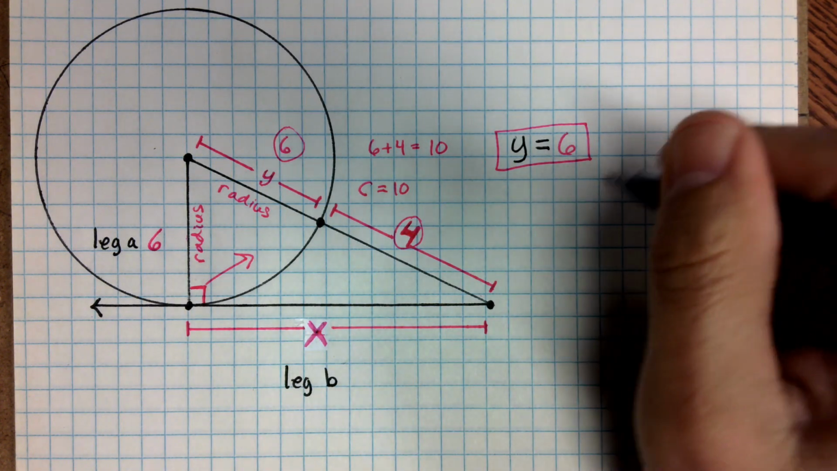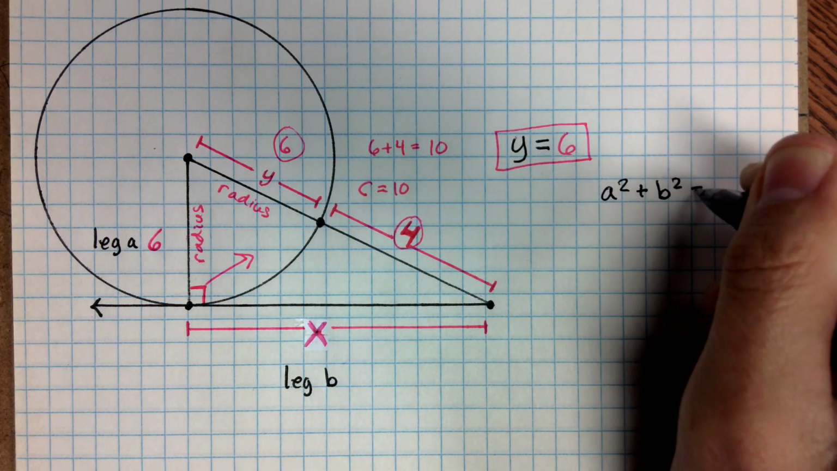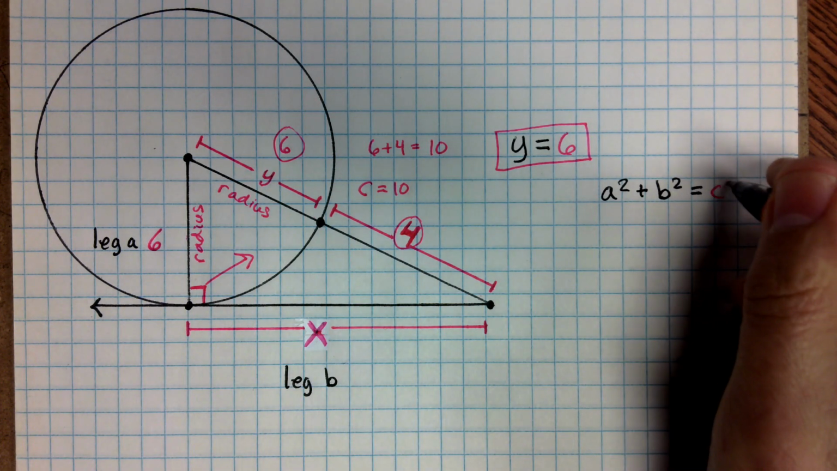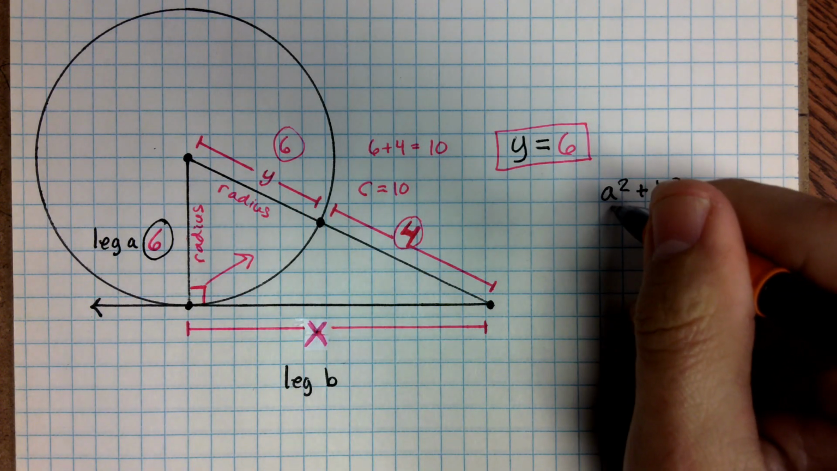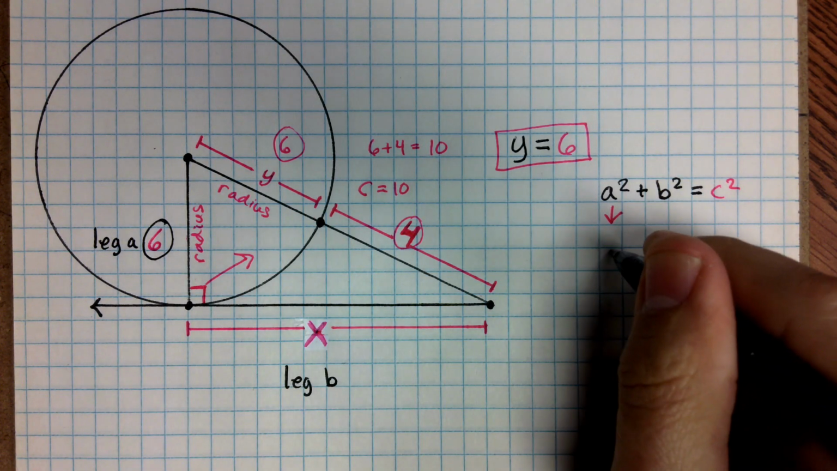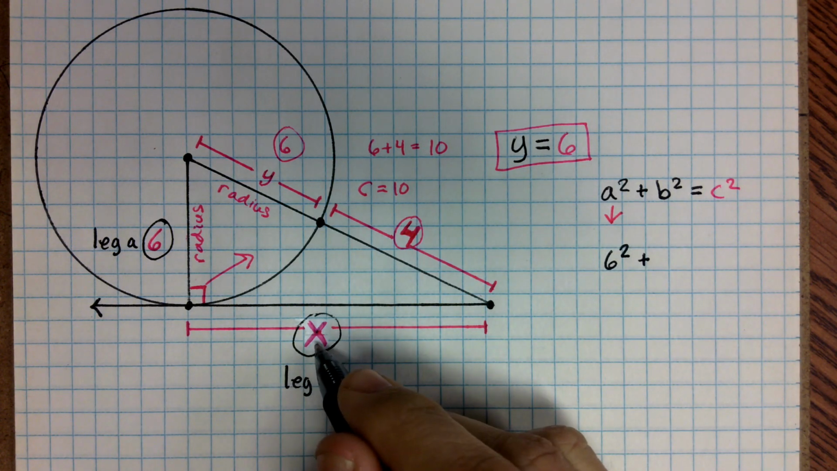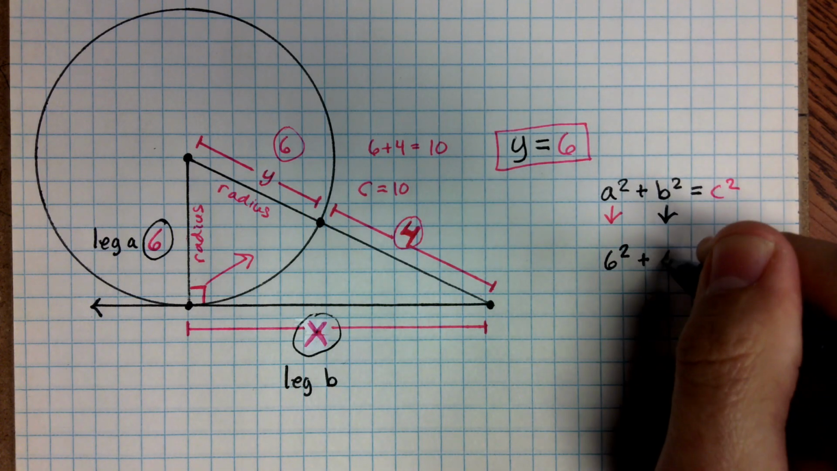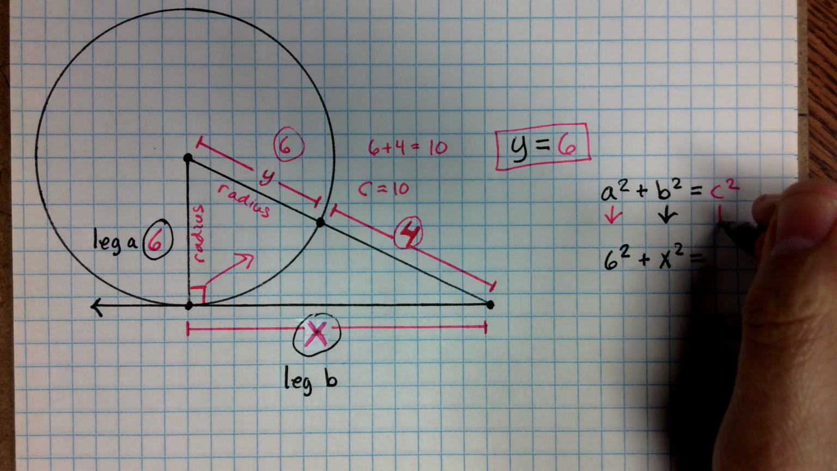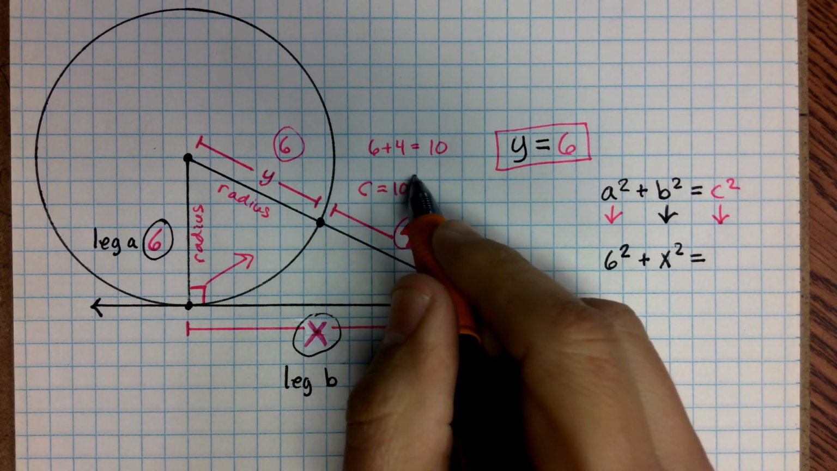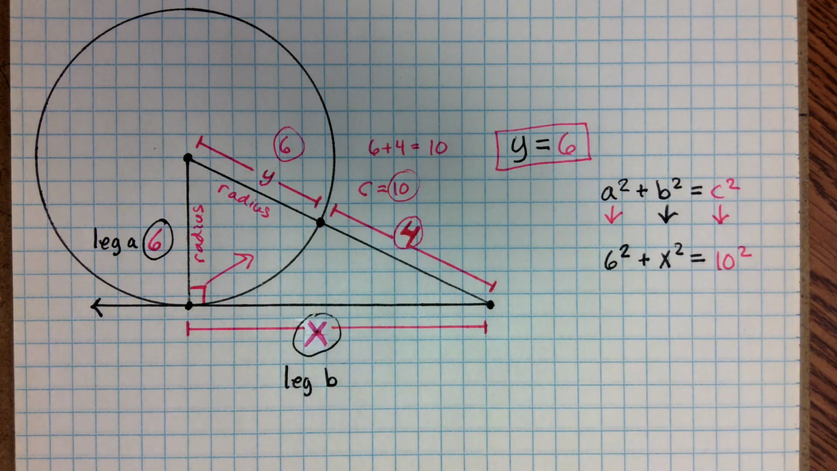So let me go ahead and set it up. I have a squared plus b squared is equal to c squared. We know that a is 6. I'm going to circle it and write it down. So a is going to be 6 squared plus, and we know that b is going to be represented by the variable x. So for b, I'm just going to put x squared, and that's equal to c, the hypotenuse, squared. And the hypotenuse, when we added these two numbers together, is 10. So I'm going to write 10 squared.